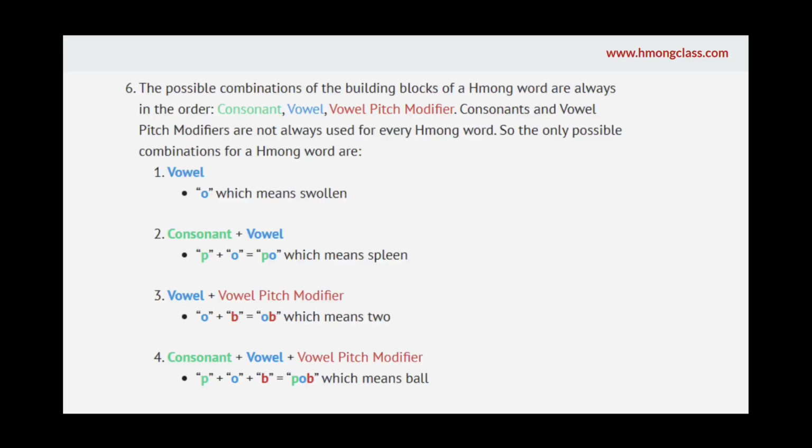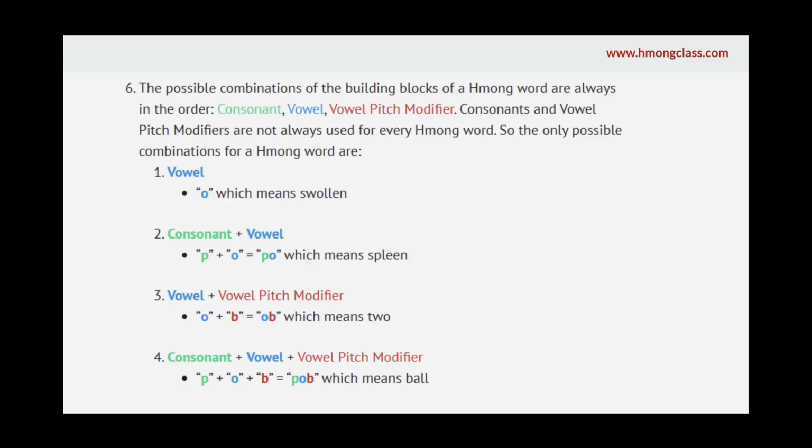Rule number 6, the possible combinations of the building blocks of a Hmong word are always in the order of consonant, vowel, and then the vowel pitch modifier. So it's always consonant, vowel, vowel pitch modifier, okay? Consonants and vowel pitch modifiers are not always used in every Hmong word. So that means that the only possible combinations for a Hmong word are as follows.